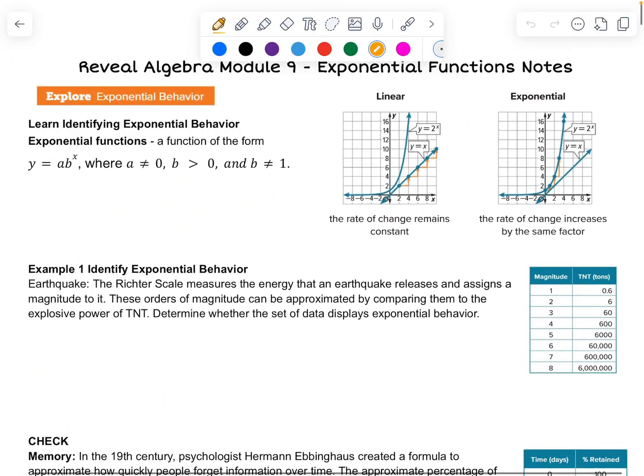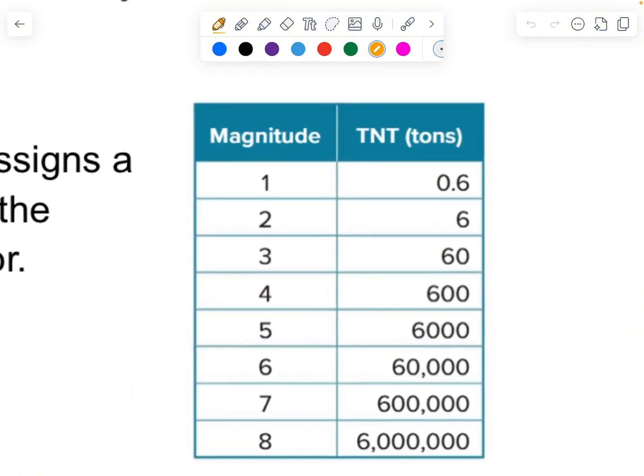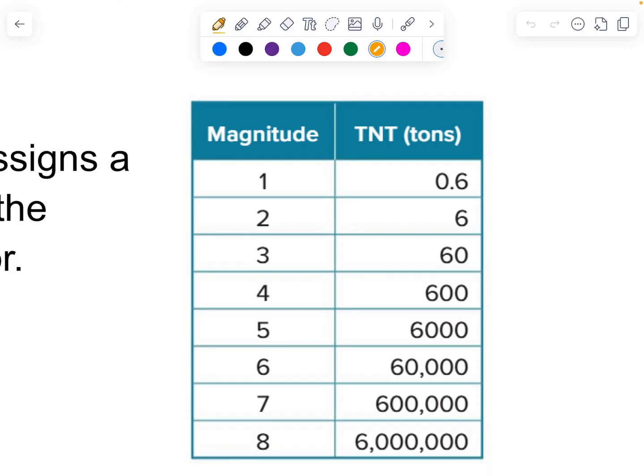So, we're going to look at this. Earthquakes. The Richter scale measures the energy that an earthquake releases and assigns a magnitude to it. These orders of magnitude can be approximated by comparing them to the explosive power of TNT. Tell whether the set of data displays exponential behavior. So, what it wants us to do is, does it multiply by the same number each time?